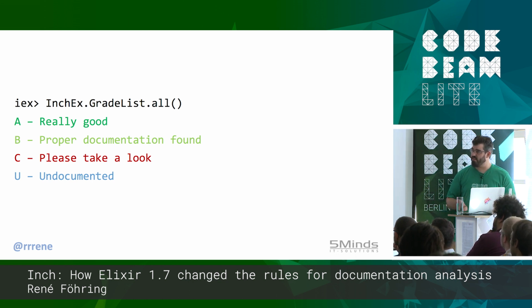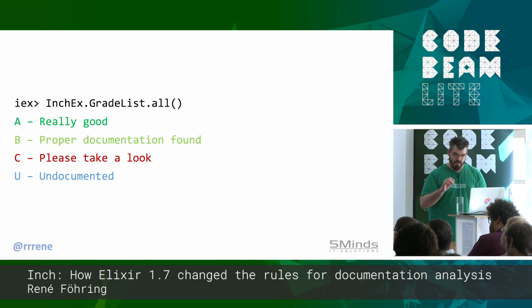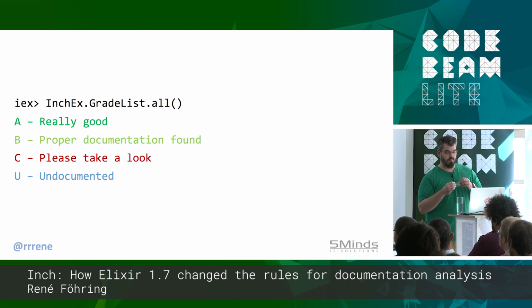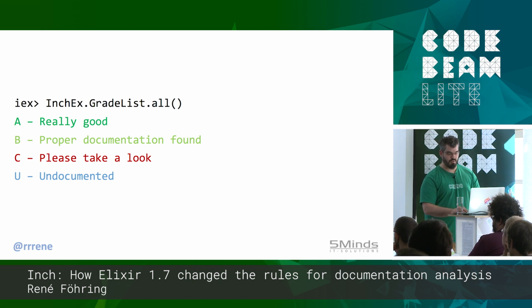And C means you might want to take a look because you are referencing a misspelled parameter or something of that nature. But the most important thing is undocumented objects are not necessarily bad. They are not assigned an F because the programmer should decide if he or she wants to document the function. Inch will not demand for all code to be documented.